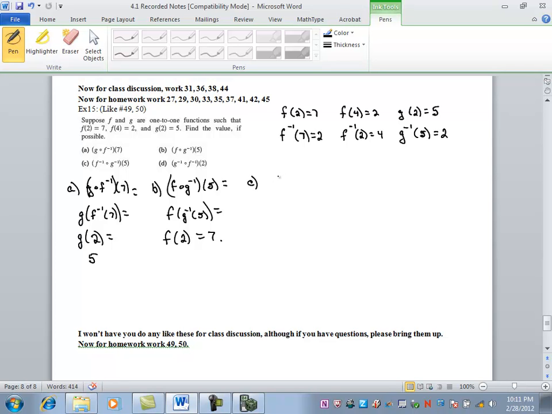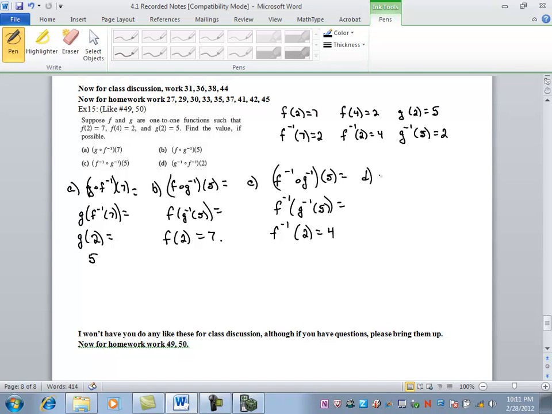Looking at C, f inverse composed with g inverse of 5. Well, this becomes f inverse of g inverse of 5. g inverse of 5, that's 2. f inverse of 2, where are we at right here? f inverse of 2 is 4.